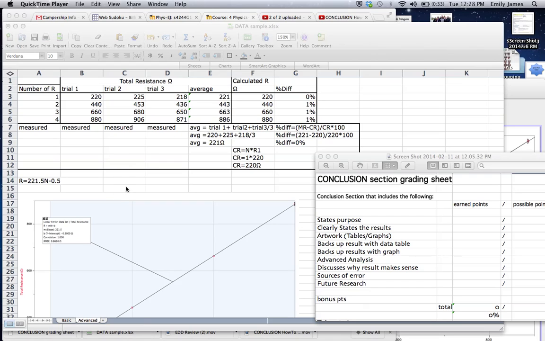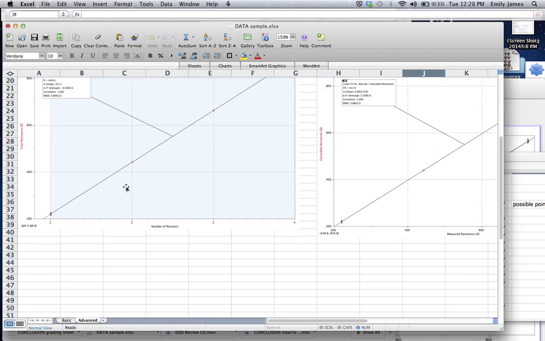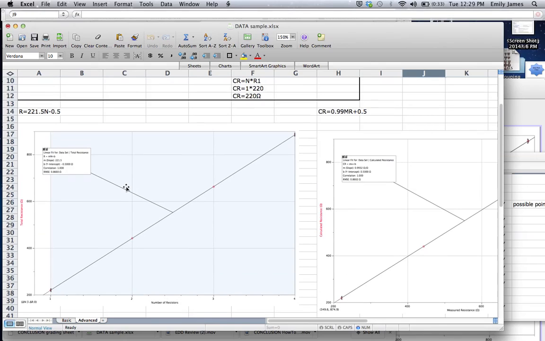Then I'm going to switch to looking at the graph. And I want to talk about the shape of the graph first. So I would say that as you can see in the graph of number of resistors versus the total resistance, the fact that it's a positive sloping line tells me that as the number of resistors increased, the total resistance also increased.